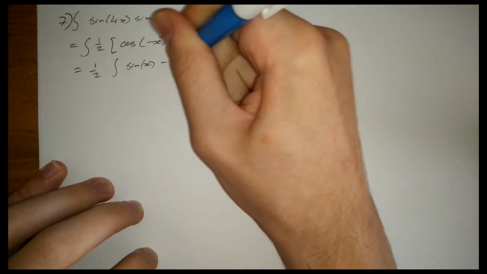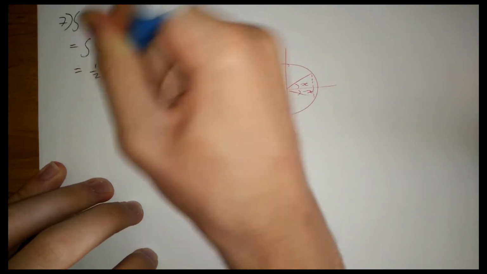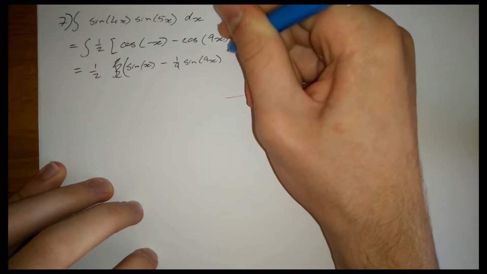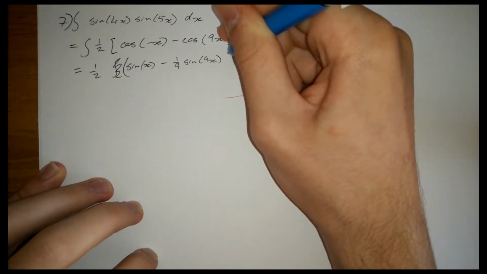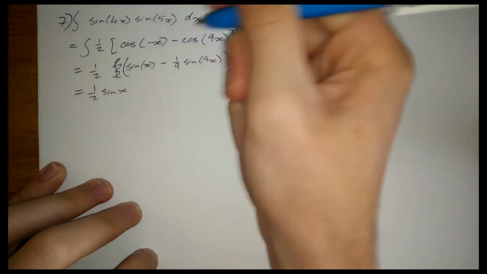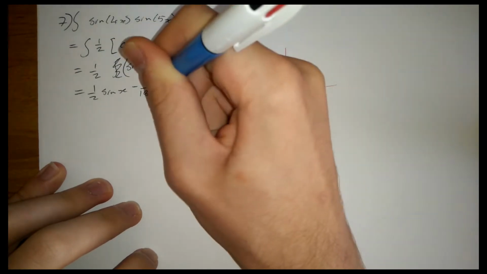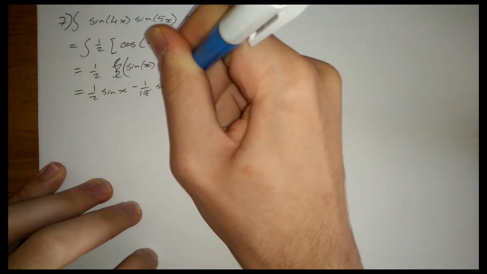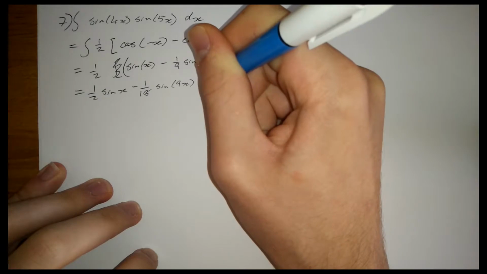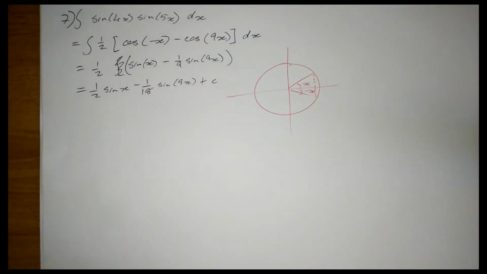So we can just say that's sine x minus 1 on 9 sine 9x, no integral sign there. So then we can have half sine x minus 1 on 18 sine 9x plus an arbitrary constant of integration, c.